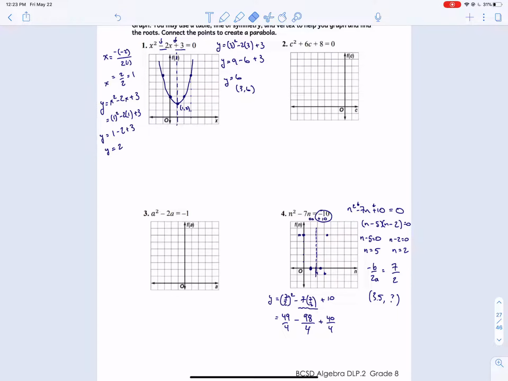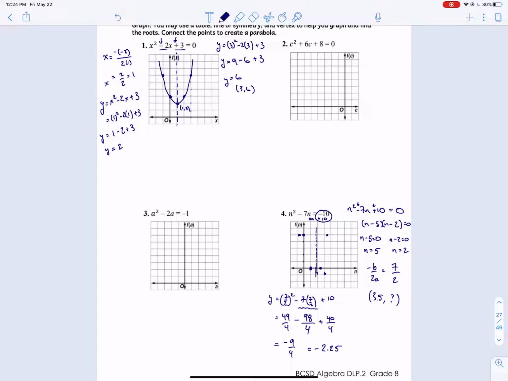Okay, so now we have a common denominator. We can combine everything. So we have 49 minus 98 plus 40. That will give us negative 9 over 4. Or if we want to think of it as a decimal to help us graph it a little bit easier, that is negative 2.25.